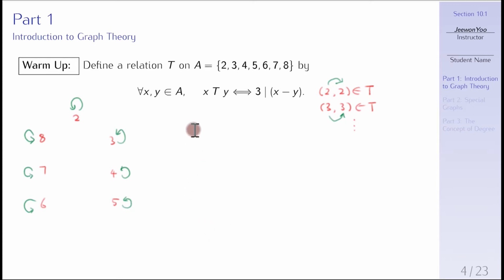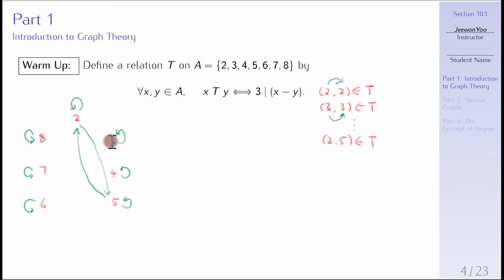Okay, now consider other ordered pairs like this: 2, 5. Clearly, 2 minus 5 is divisible by 3, right? So what that means is that 2 comma 5 is in T, okay? That means we have an edge that comes from 2 going to 5, like so. But it's vice versa, do you agree? 5 minus 2 is also divisible by 3, so we have an edge directed like this. 5 goes to 2. Do you get the point?